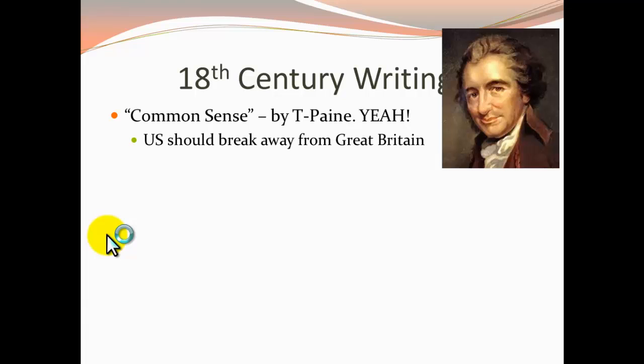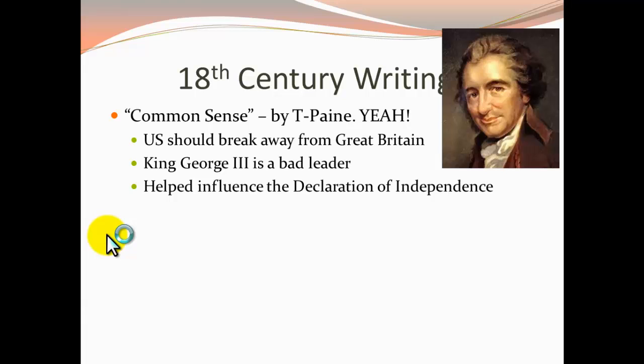But here's Thomas Paine. And the message of this book was that the U.S. should break away from Great Britain. It should declare its independence, and this was written in 1776. He said that King George III is a bad leader, and this helped influence the Declaration of Independence. This was written to help influence those that were on the fence about breaking away.